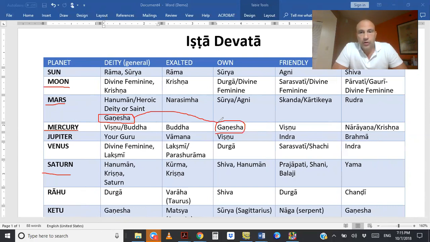What is another possible connection? Well, the Moon came up twice, and the Moon does indicate the feminine divine, like Durga, who is also highly heroic. So a very strong, powerful aspect of the feminine divine. We have a heroic deity, we have the Moon ruling Durga, and so that's another possibility.